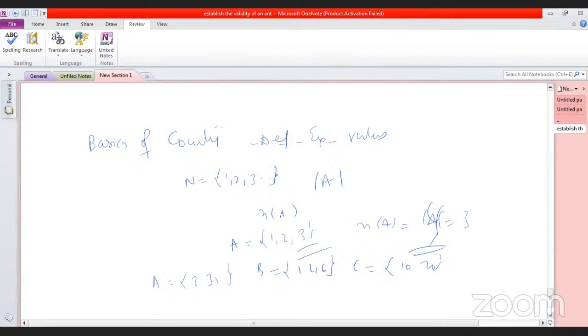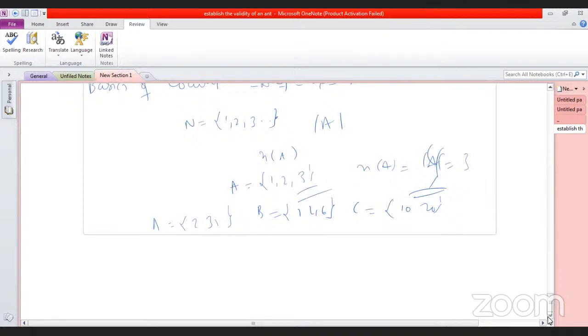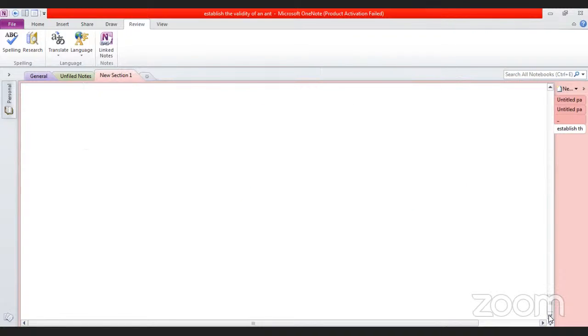We now state the basic counting principles, the sum rule and the product rule, that is, the addition and the multiplication we have to do. What is the sum rule we have to learn?